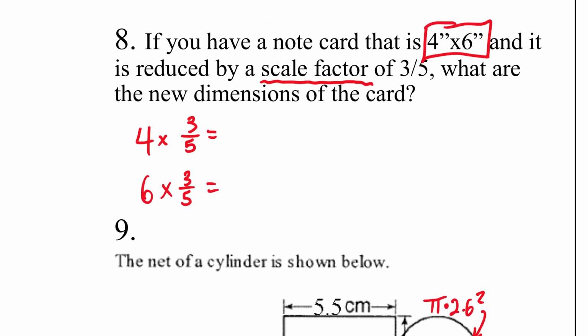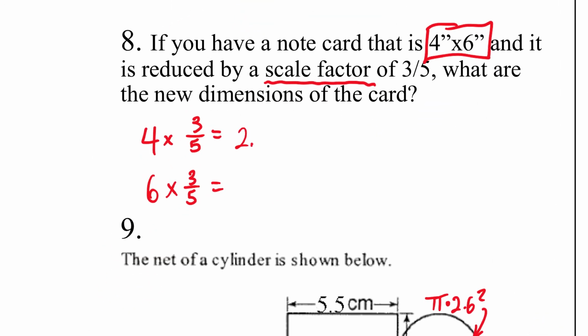Okay, on this one, when you do 4 times 3/5, you get 2.4, and when you do 6 times 3/5, you get 3.6. So the new dimensions are 2.4 inches by 3.6 inches.